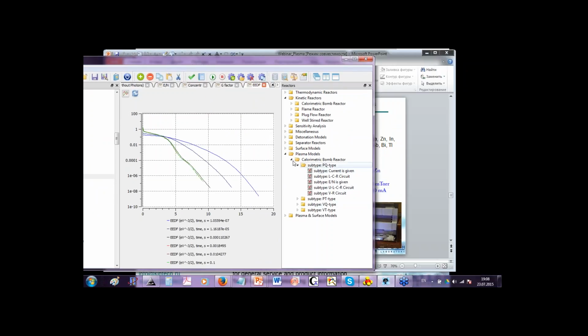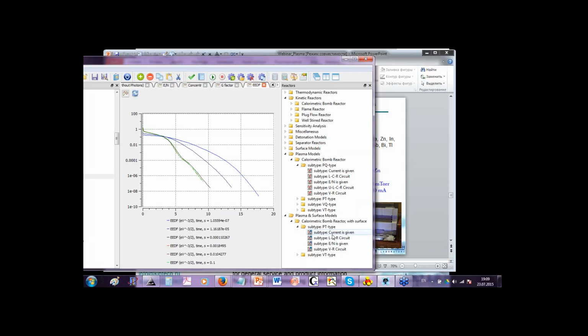Here in the tree of the collection of our models, you may see plasma and surface models. As I said, there is the possibility of simulating the plasma in the gas together with the chemistry both in the gas and on the surface as well. So plasma deposition can be simulated, but I would like to stress it is a 0D model.